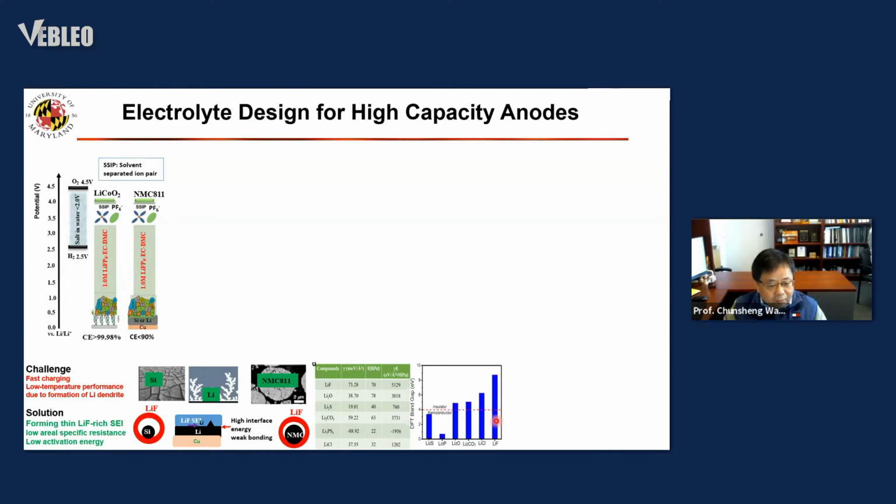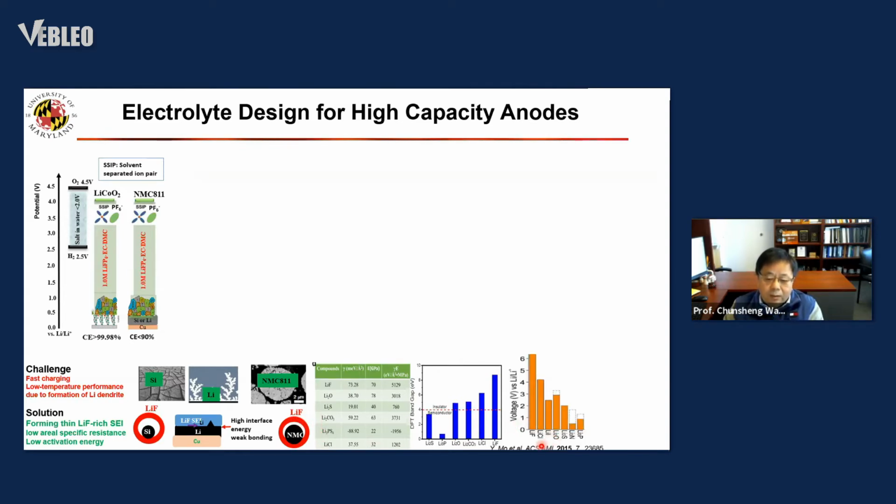The second reason we use lithium fluoride is that it has very low electronic conductivity. This is the band gap, and lithium fluoride has the widest band gap, meaning its electronic conductivity is lowest. So when lithium fluoride grows very, very thin, it stops the tunneling effect. Then it forms a very, very thin SEI. A very thin SEI consumes less lithium, so the irreversible capacity is low. That is normally what we want.